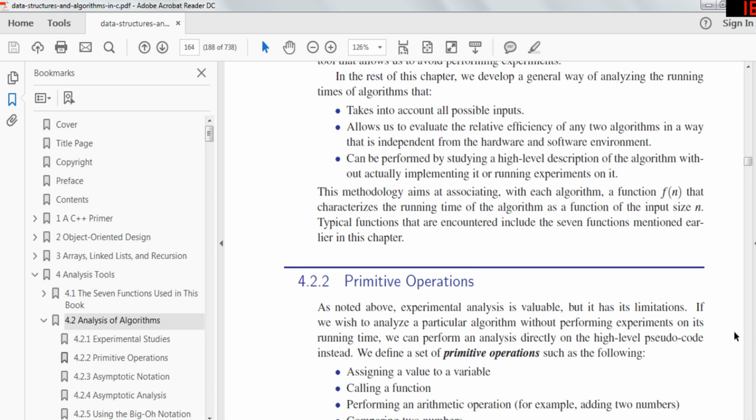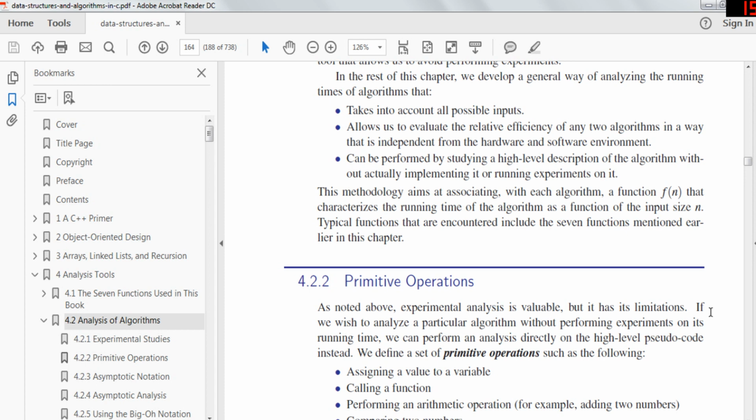So for the rest of the chapter, we're going to develop a general way of analyzing the runtime of algorithms that takes into account all possible inputs, allows us to evaluate the relative efficiency of any two algorithms in a way that is independent from the hardware and software environment, and can be performed by studying a high-level description of the algorithm without actually implementing it or running experiments on it. This method is about associating with each algorithm a function f(n) that characterizes the running time of the algorithm as a function of the input size n.